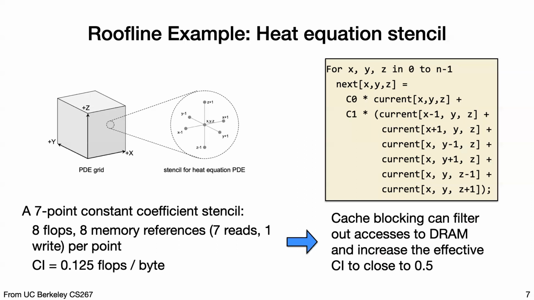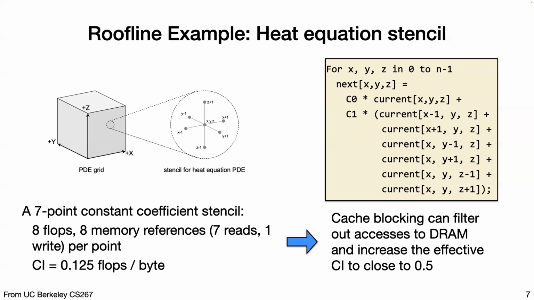It turns out that you can do cache blocking. The easiest way to do this is with 3 loops, but you could do a similar tiling scheme for stencil computations to get better locality in cache accesses. If you do something like tiling, then you can filter your accesses in the cache, and you can increase your intensity close to 0.5.